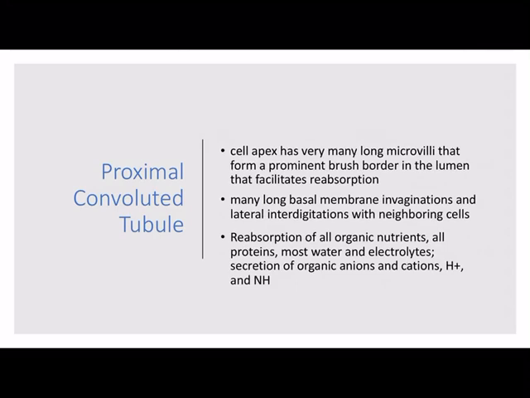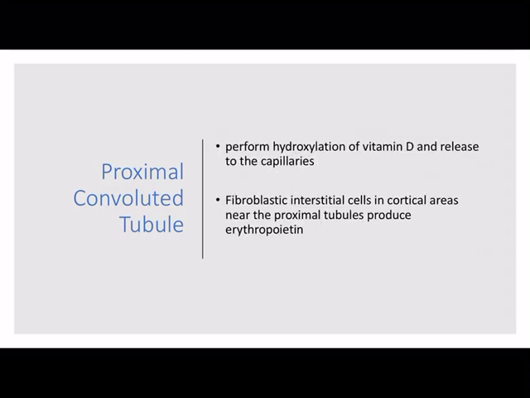It has a prominent brush border in the lumen that facilitates reabsorption, many long basal membrane invaginations, and larger interdigitations with neighboring cells. It is responsible for the reabsorption of all organic nutrients, all proteins, most water and electrolytes, and secretion of organic ions and cations like hydrogen and ammonia. It performs hydroxylation of vitamin D and releases it to the capillaries. Fibroblastic interstitial cells in the cortical areas near the proximal tubules produce erythropoietin.